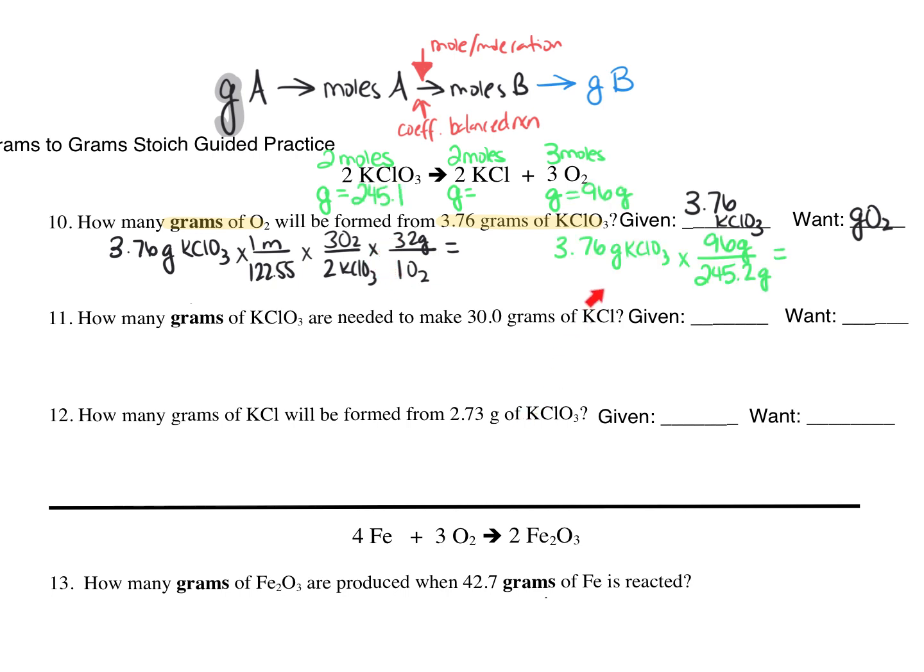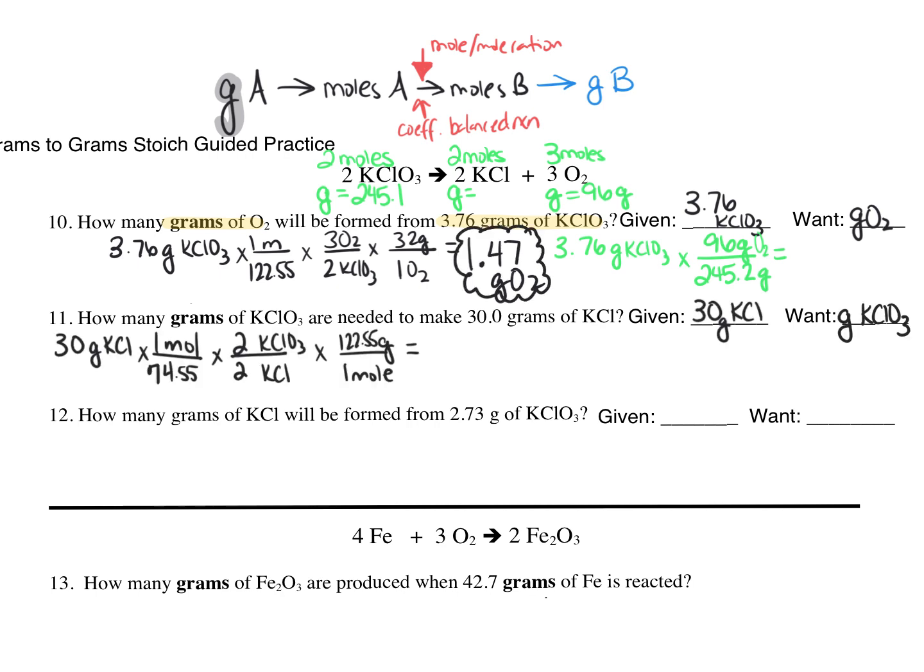Then in green here, I have the method where you create your own conversion factor. Remember that this says 2 moles. 2 moles of KClO3 would weigh 245.1 grams, so that goes on the bottom here. I want to find my grams of oxygen, so that's what's going on the top here. If I look at my balanced equation, it says 3 moles of oxygen. Well, 3 moles of oxygen would weigh 96 grams, so that's what goes on the top. No matter what way you solve this, you're going to get 1.47 grams of oxygen as your answer for this problem.